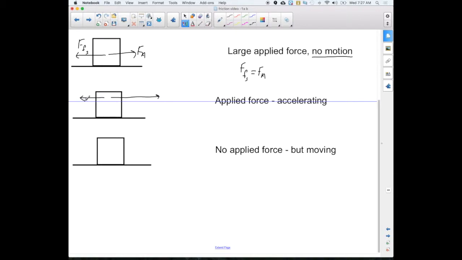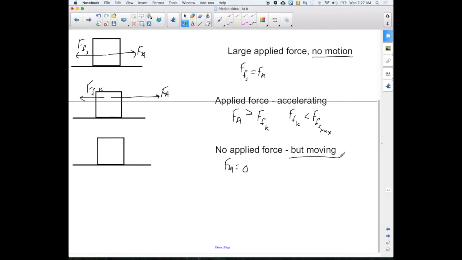So there's a couple things that I hope are obvious. One is the bigger applied force. Now I've got force of friction, kinetic, and force applied is greater than the force of friction, kinetic, and I've drawn it such that force of friction, kinetic is less than the force of friction, static, or static max, so to speak.